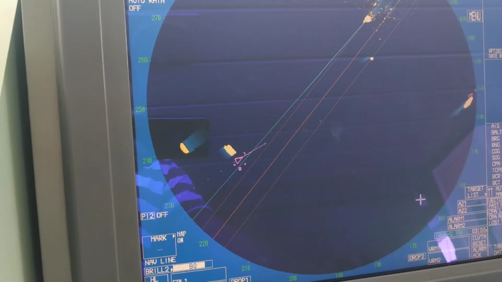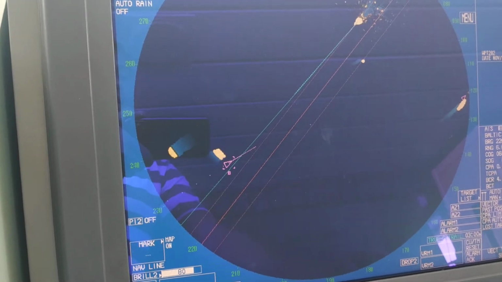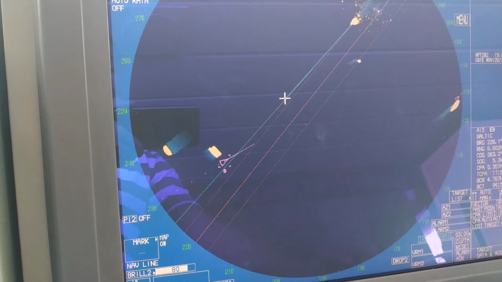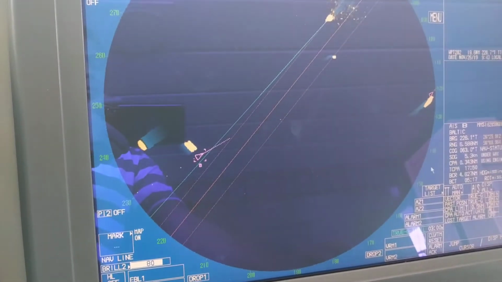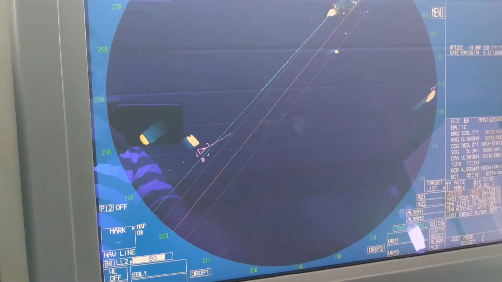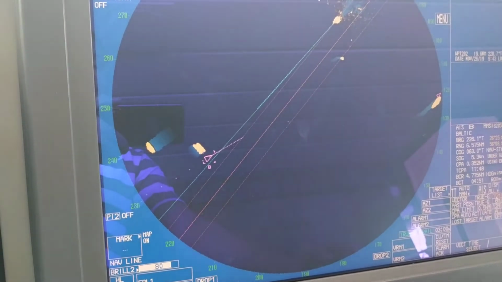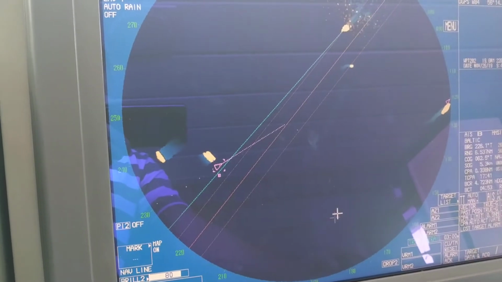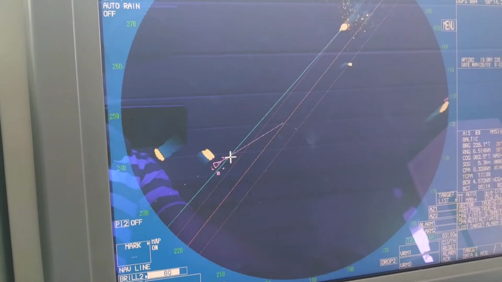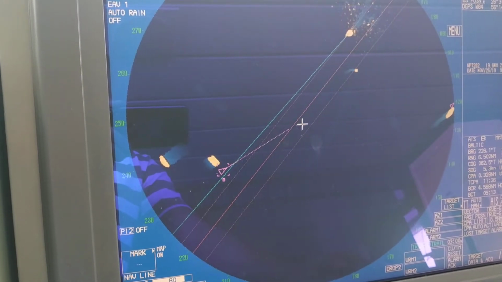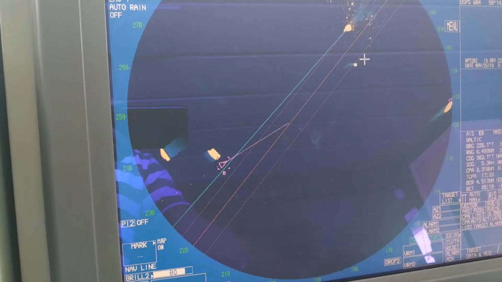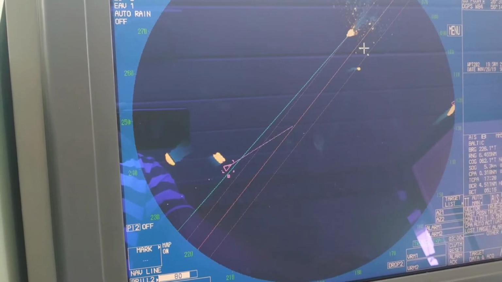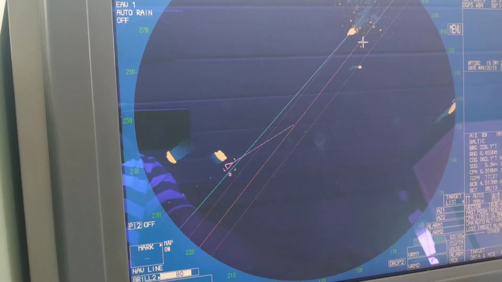So I will just increase the vector length to make it easy for you, as this is the vector length of my ship here, the dotted line. So when I increase this, now you can see that she is crossing my bow here, but she will be passing by 3.1 cables to me, around this range or this range.